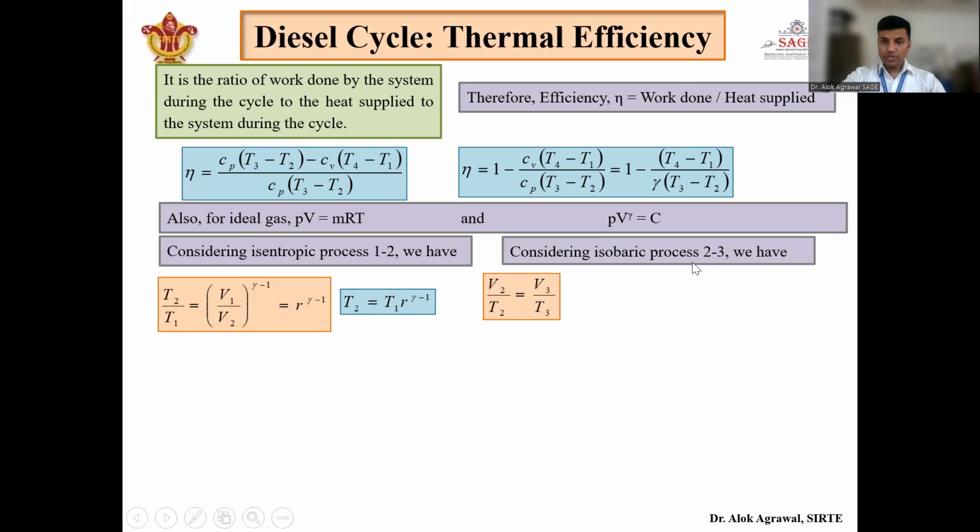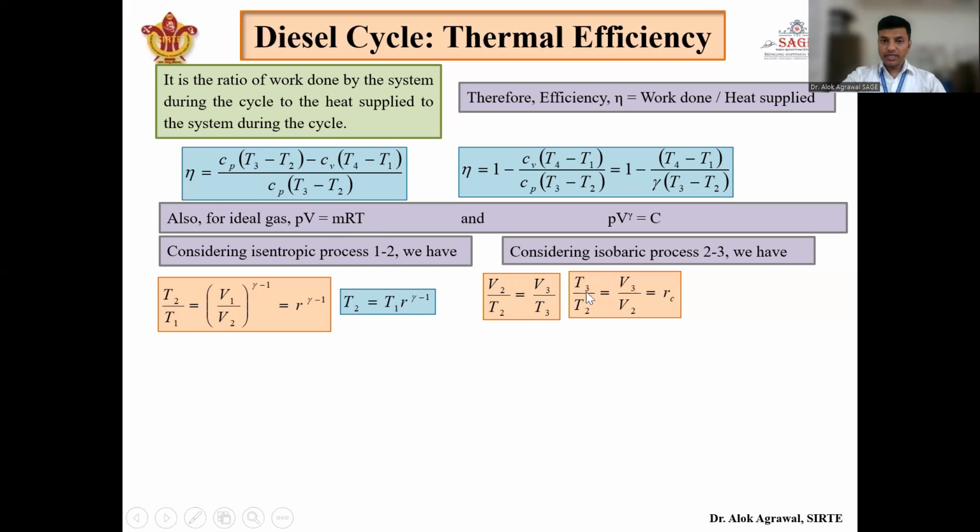Next, for process 2 to 3, which is constant pressure heat addition, P2 is equal to P3. Here we can see that PV is equal to mRT, and P is constant here. So V by T is equal to mR by P. We can write the ideal gas equation as V by T is equal to mR by P. m is a constant, R is a constant, P is a constant. So V by T can be said to be constant. So it can be written as V2 by T2 is equal to V3 by T3 for process 2 to 3, which is the constant pressure heat addition process.